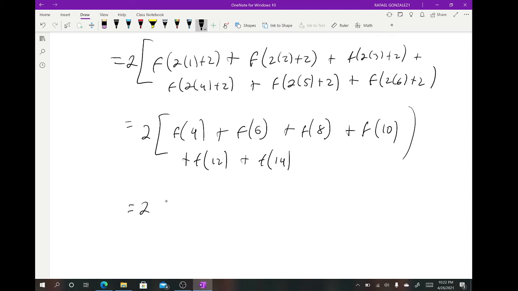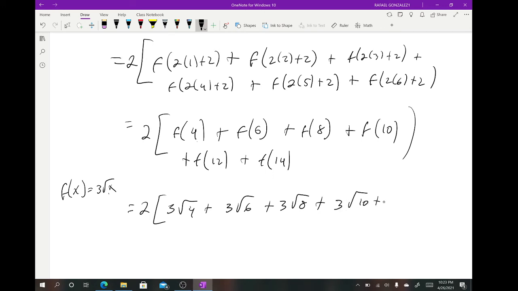But again, we simply now plug in. Remember, f of x is equal to 3 radical x. So you plug in 4 for x, 6 for x, 8 for x, and so on. We add it up and multiply by 2, and we get the approximation of the area. So this is 2 times 3 radical 4 plus 3 times radical 6 plus 3 times radical 8 plus 3 times radical 10 plus 3 times radical 12 plus 3 times radical 14.